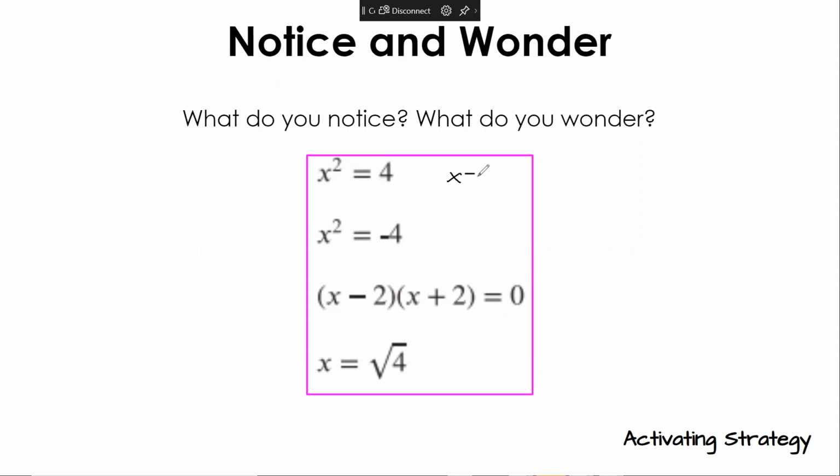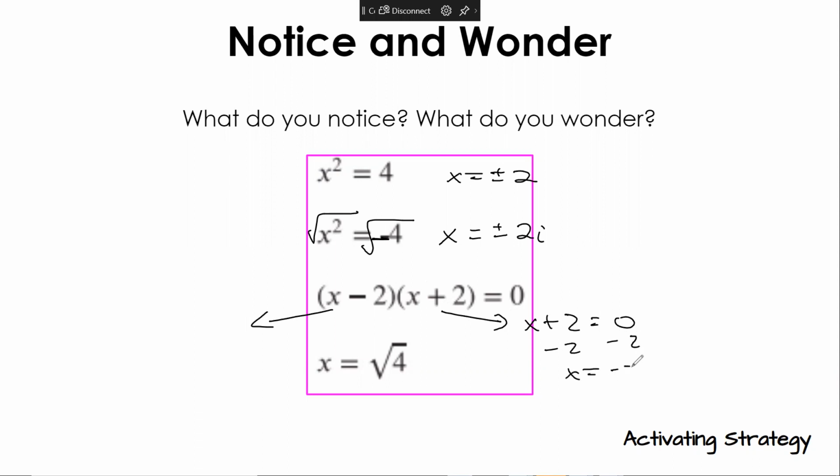X equals positive and negative 2, right? Okay. What if we solve the next one? What will we get? X equals 2i, right? Because we got that negative underneath that radical. What about the next one? Well, on this one, we can set these equal to 0, and we can solve. And this last one, we would solve, and it would just give us a positive 2.